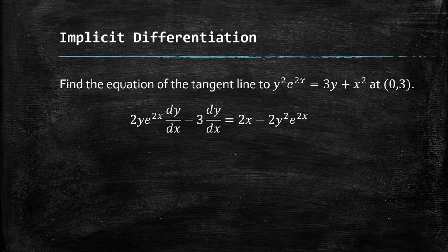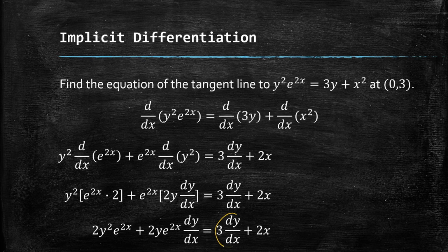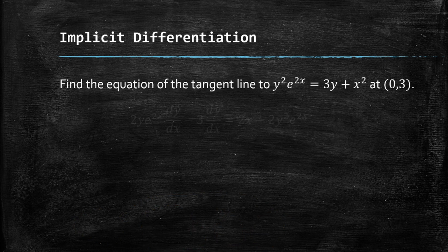Okay, so we transfer all of the terms containing dy/dx. If it's not very obvious, this and this will be at the left side, and this and this will be at the right side of the equation. So here, 3y dx is transferred to the left and becomes negative 3 dy/dx, and here 2y squared e to the power of 2x, if transferred to the right, will become negative 2y squared e to the power of 2x. Okay, that's why we have this here.